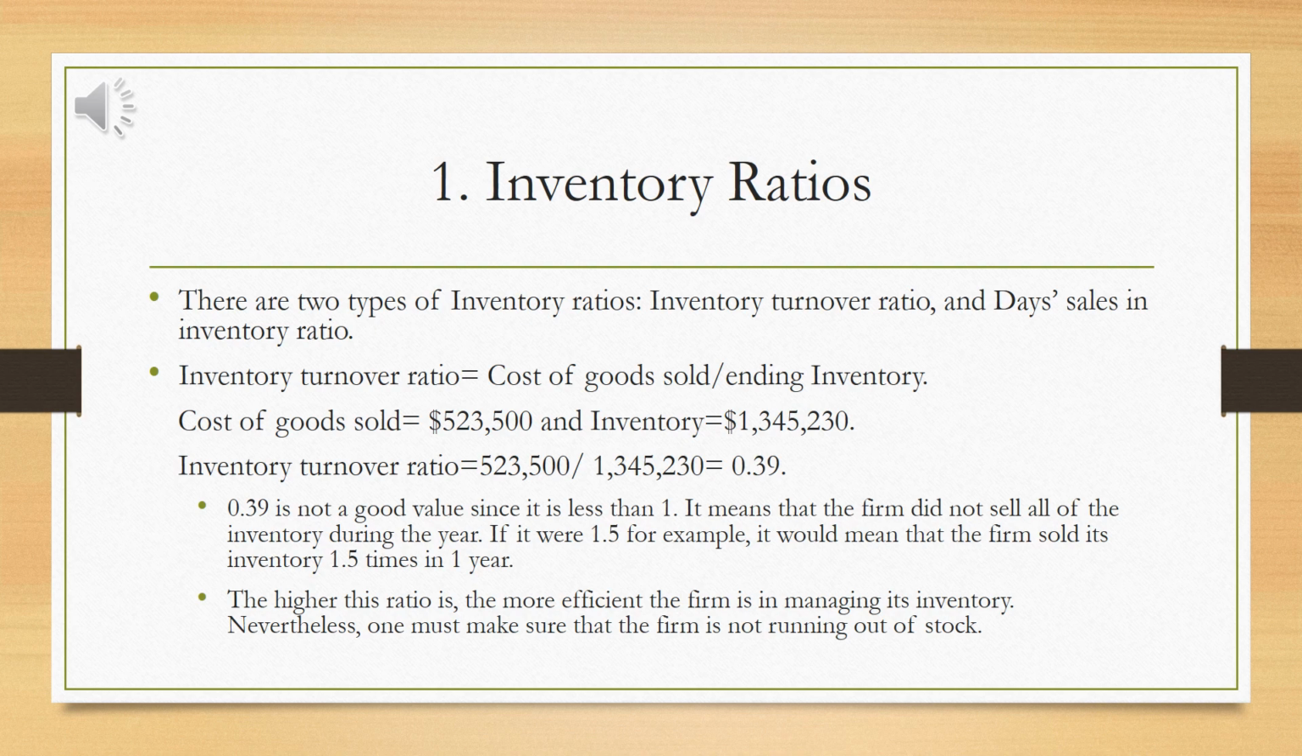0.39 is not a good value since it is less than 1. It means that the firm did not sell all of the inventory during the year. If it were 1.5, for example, it would mean that the firm sold its inventory 1.5 times in 1 year. The higher this ratio is, the more efficient the firm is in managing its inventory. Nevertheless, one must make sure that the firm is not running out of stock.